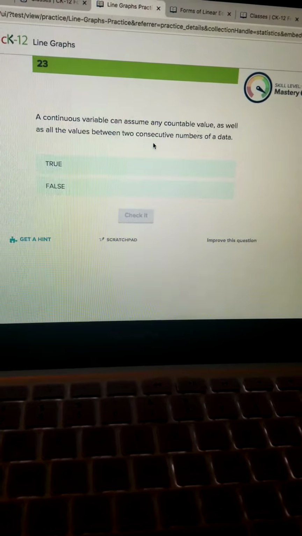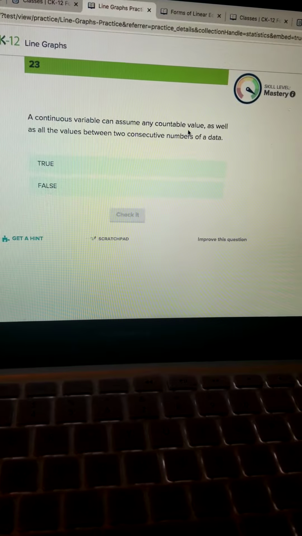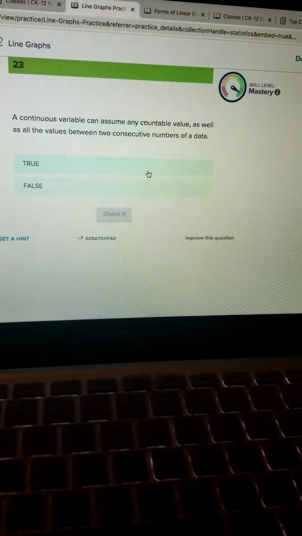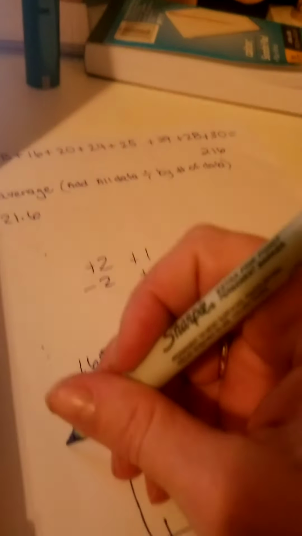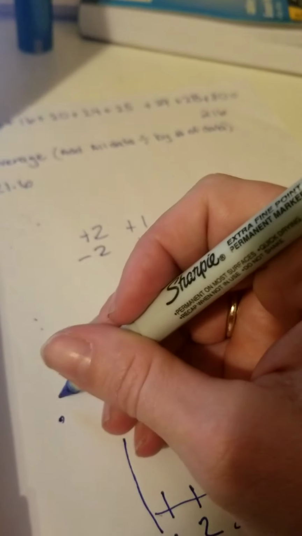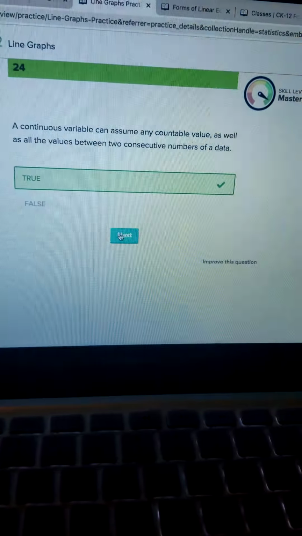A continuous variable can assume any countable value as well as all the values between two consecutive numbers of data. Yeah, you can look at it. You have to look close. But if I have a point here and a point here, I could probably guess what that point is. You know what I mean? By looking at the line.